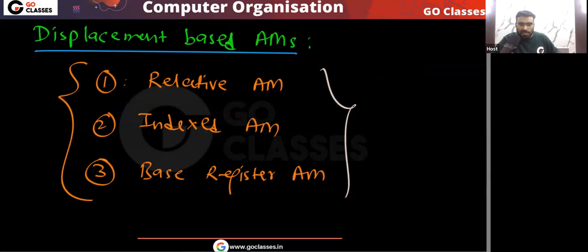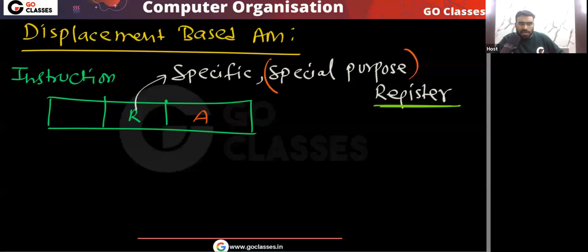When we study these three, then this will become more and more clear what is this A. But you can see, where is the operand? That is the question, right? In the instruction, you have two things. There is a register, there is a value A. Now, where is the operand? That is the question. Means what is the effective address?